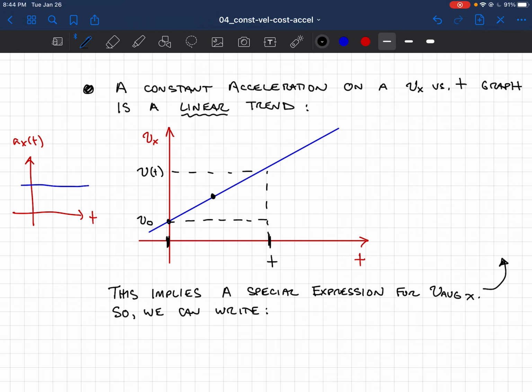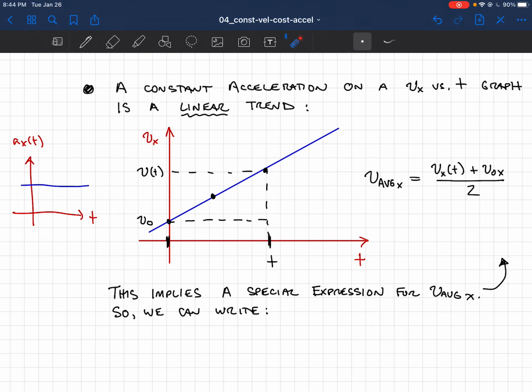So this is the velocity at time initial, and this is the velocity at time final. So just to write that in an equation, v average x is equal to vx at time t plus v0x divided by 2, the average of those two numbers. And that's useful because we have an alternative expression for v average, which comes from kinematics. This is a different one, which is only true when the line is a straight line. It wouldn't be true if the line was curving, meaning if the acceleration was changing over time.